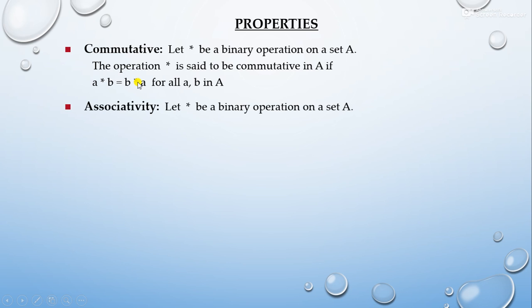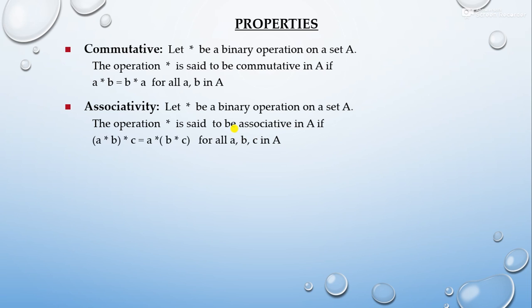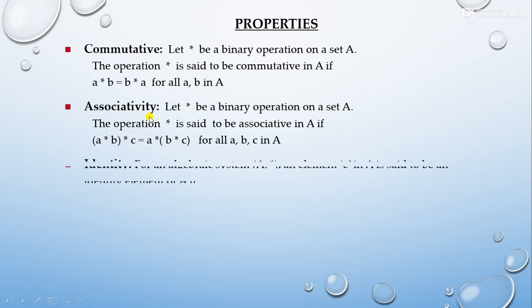Second one is the associativity. If we have a binary operation on a set A, this operation is said to be associative if we take three elements a, b, c in the set A and the property (a star b) star c is equal to a star (b star c) holds. If this property holds, it is the associative property.